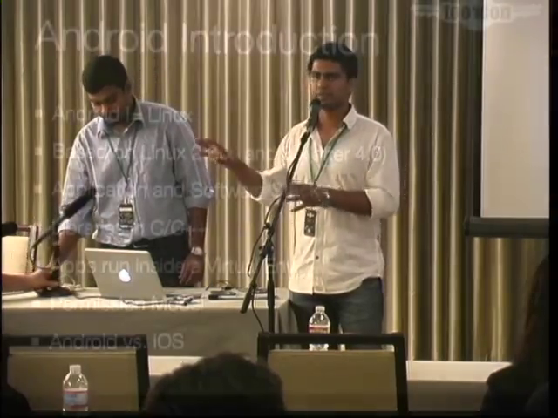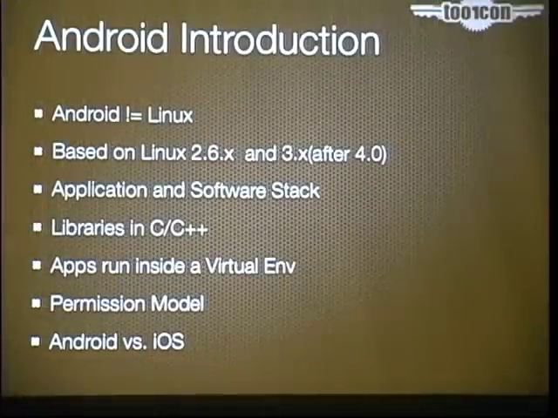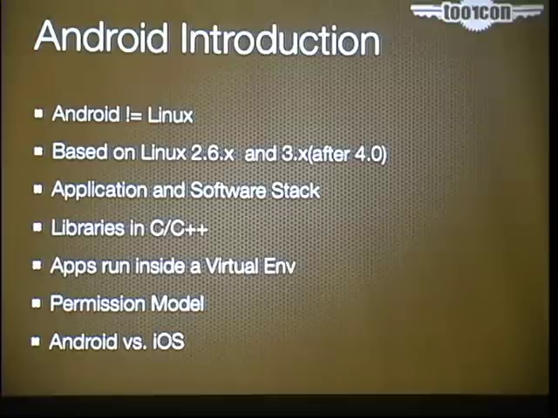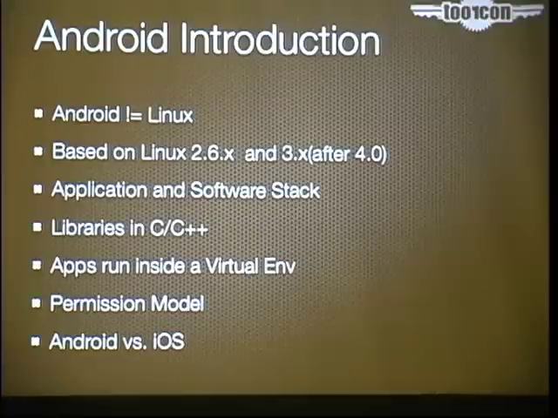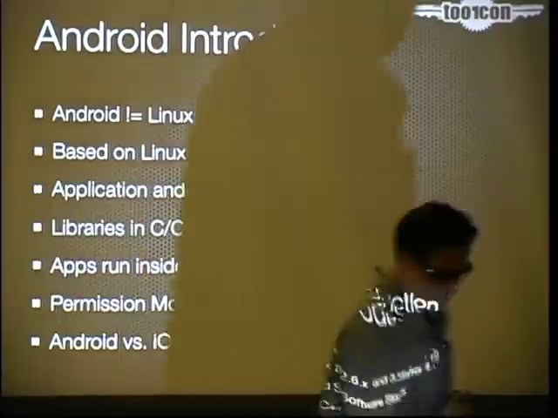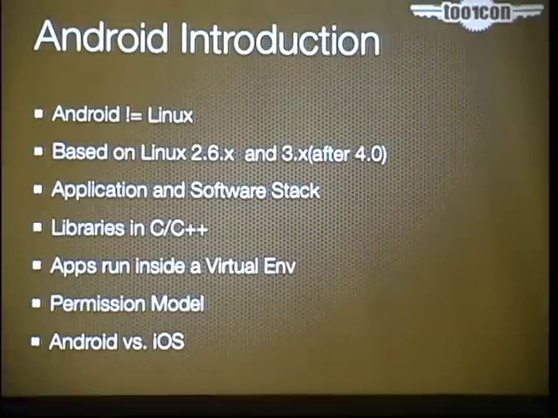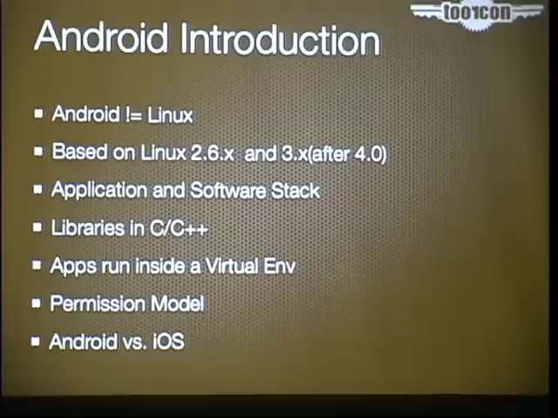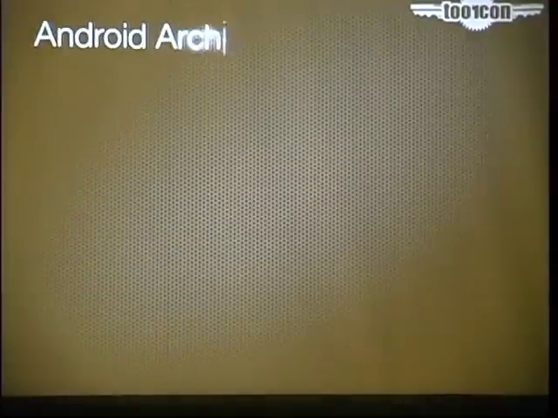The applications run inside a virtual environment. Suppose you have 3 applications running; each of them will get a separate virtual environment. The first runs in VM1, the second in VM2, the third in VM3. The use of separate virtual machines is that, for example, with Media Player, Facebook, and Twitter running, even if your Twitter application crashes, it won't affect the other 2 VMs, so you'll be able to use the other 2 applications perfectly. Then we have permission models, and Android versus iOS, of course. iOS wins.